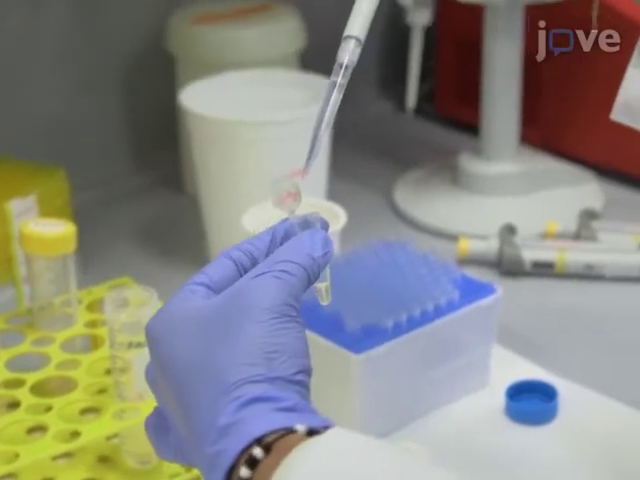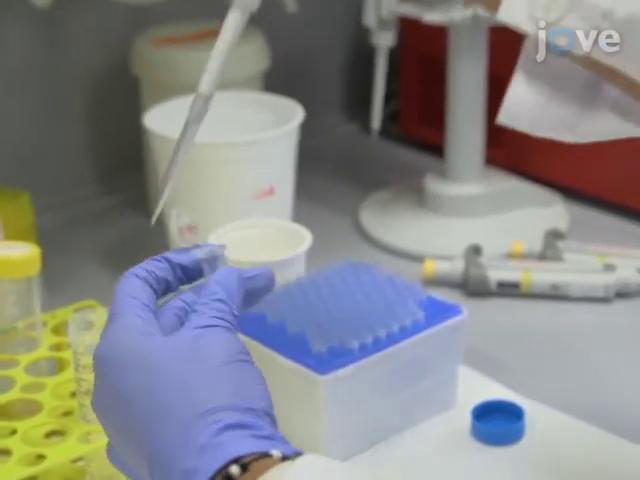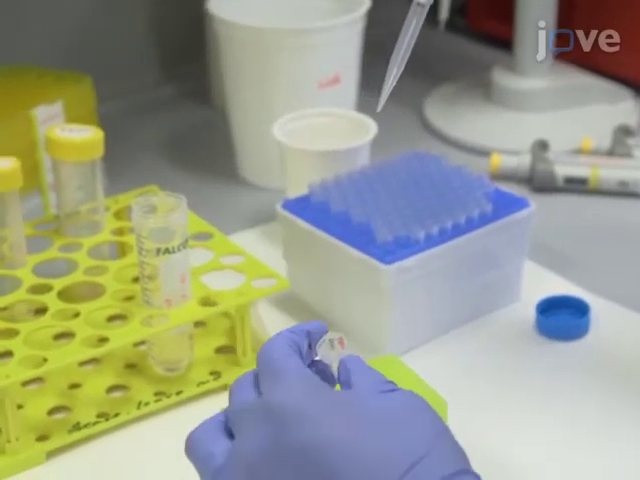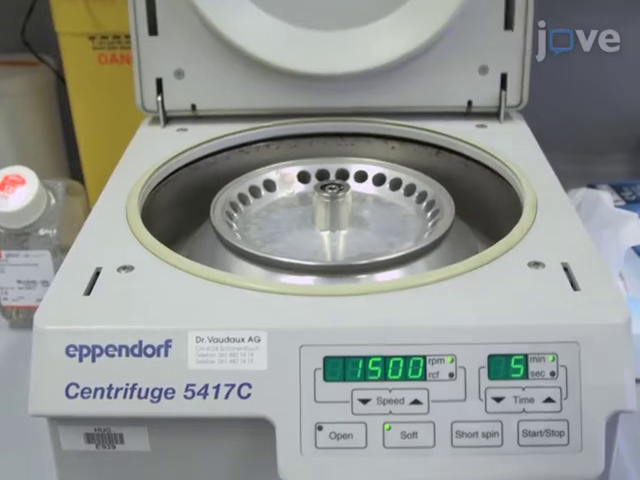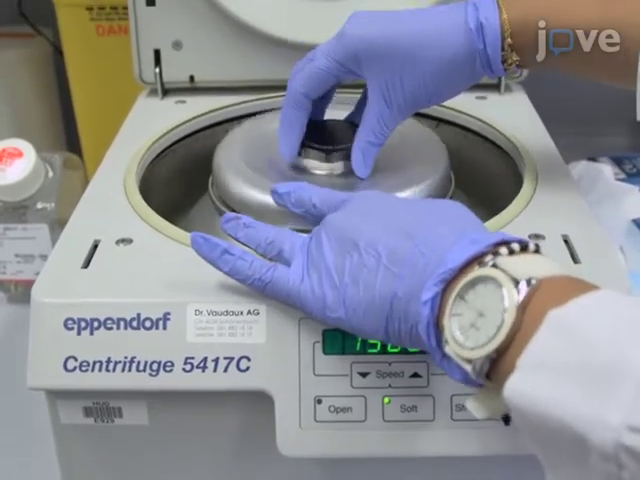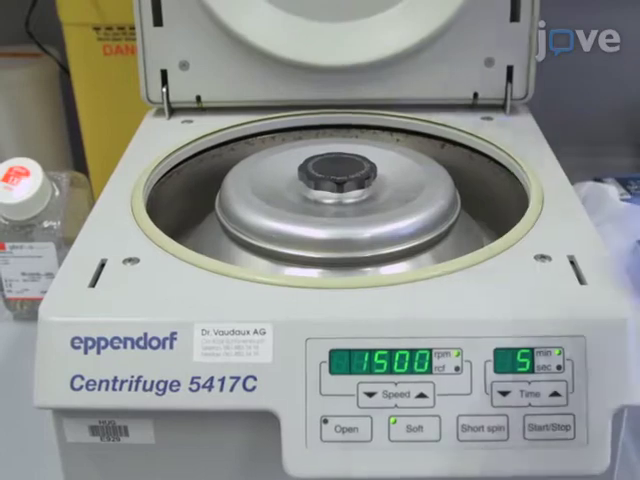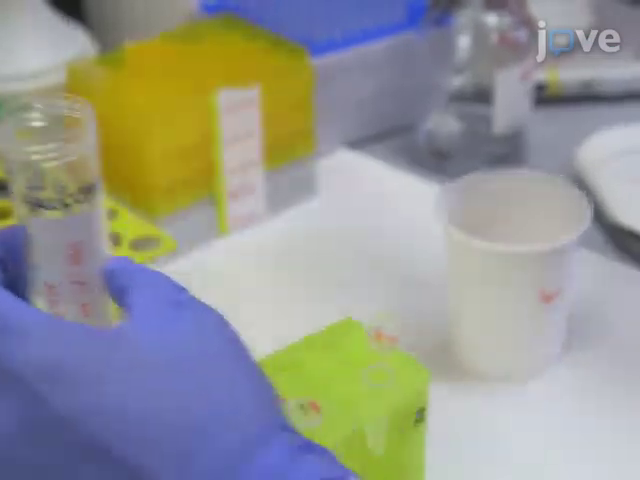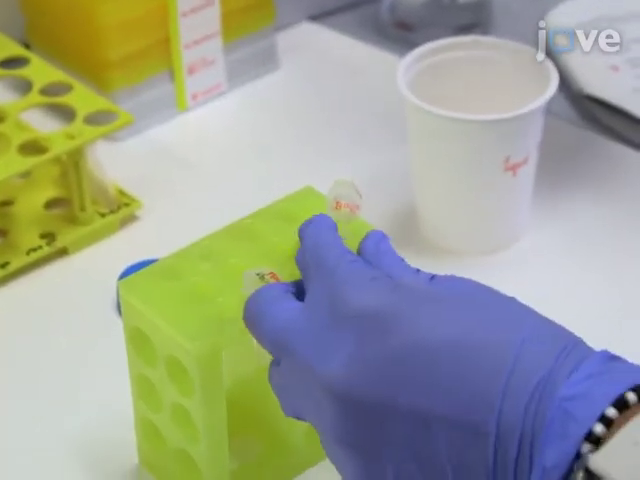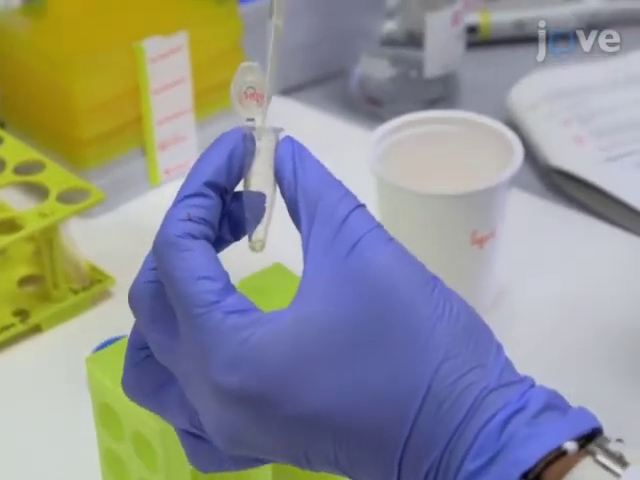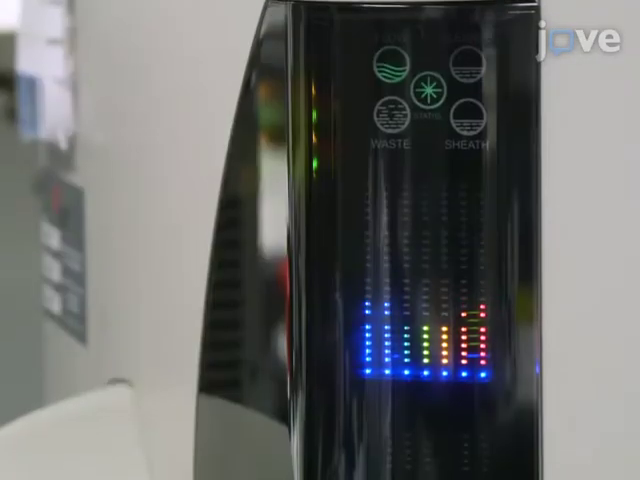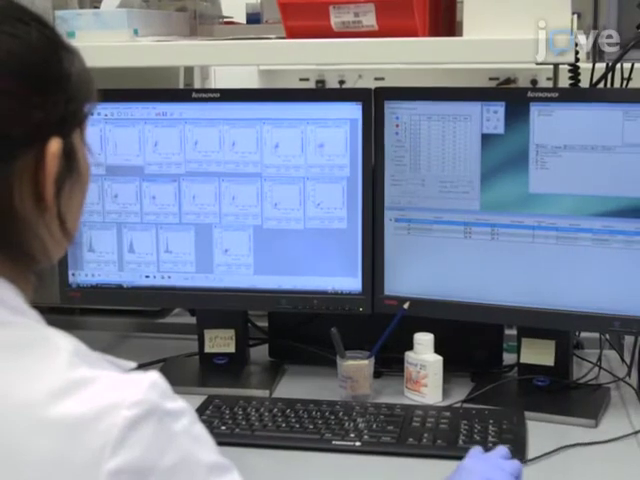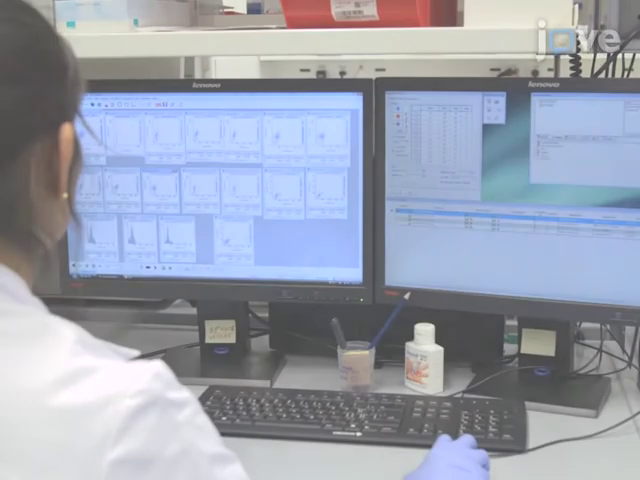Then, wash the cells with 1 milliliter of single-strength phosphate buffered saline and 1% bovine serum albumin. Centrifuge the cells at 400 to 500 G for 5 minutes at room temperature. After centrifugation, discard the supernatant and resuspend the pellet in 200 microliters of phosphate-buffered saline. Analyze the purity of the B cells using flow cytometry, which is usually more than 90% using this method.